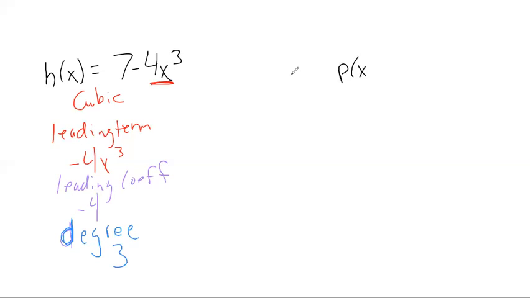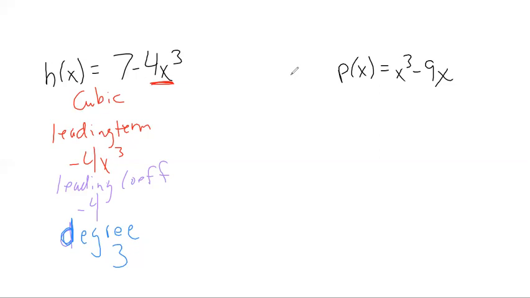P of x is equal to x cubed minus 9x. Is that a function? Yes, it is. Because if you write it all out, this would be the same as P of x equals x cubed plus 0x squared minus 9x plus 0.